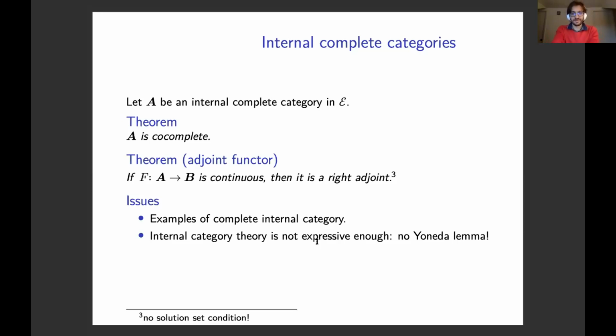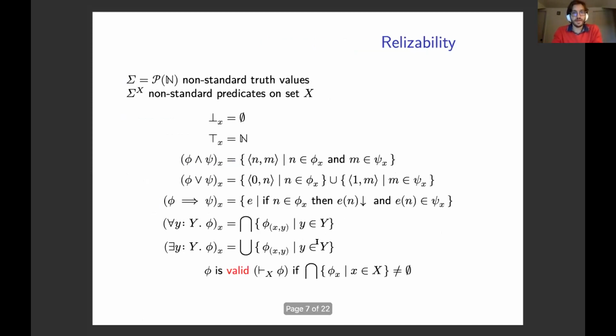Okay, so if there aren't any questions, I will go through these two issues one after the other. So the rest of the talk will be split into these two parts. So our first goal is to construct an example of an interesting complete internal category. And that is provided by the classical example, which is the category of modest sets as an internal category of the effective topos.